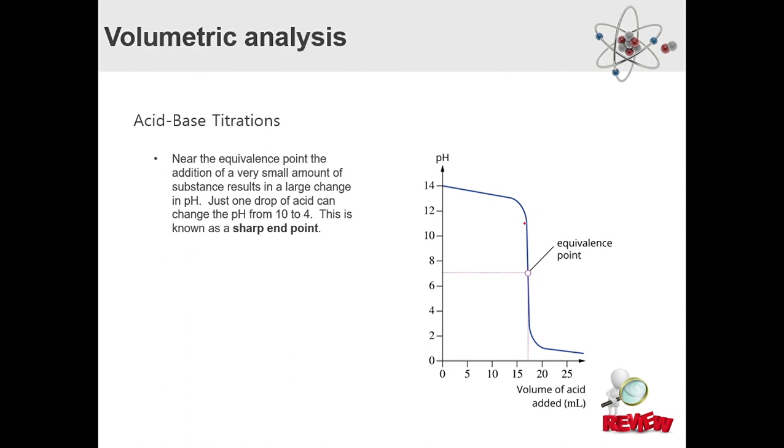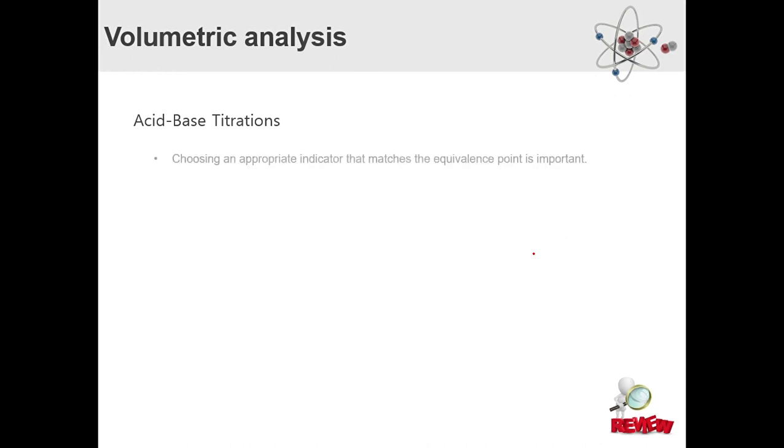So what we're going to want to do is stop before it hits here, because that can just change the whole thing. Now, we have to choose an appropriate indicator which matches the equivalence point.